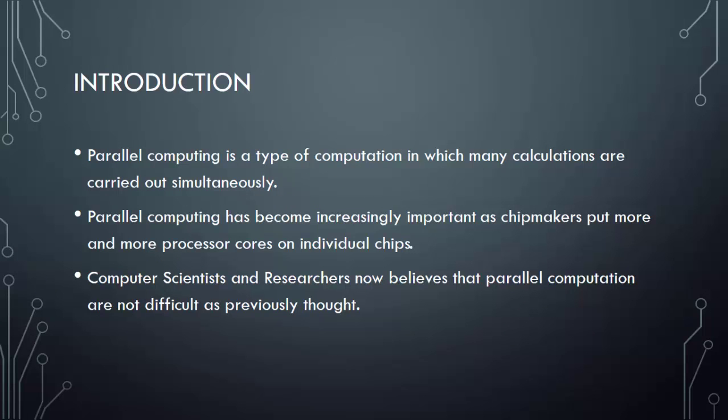So, first of all, what is parallel programming? Parallel computing, or parallel programming, is a type of computation in which many calculations are carried out simultaneously. Parallel computing has become increasingly important as chip makers like Intel or AMD are putting more and more processors in individual chips. Computer scientists and researchers now believe that parallel computation is not as difficult as we previously thought.